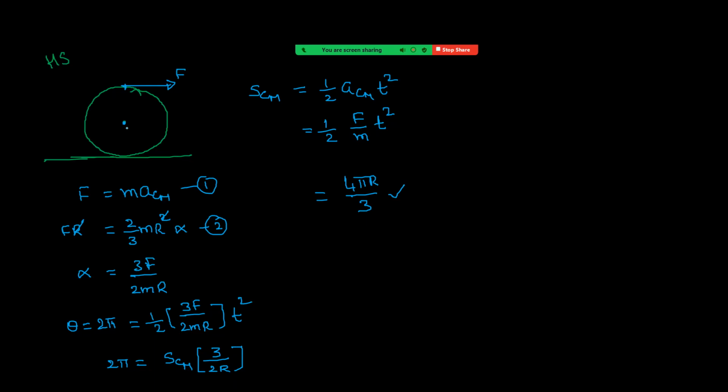Here the condition is that it is not rolling without slipping. It is rolling with slipping because there is no friction. So we have taken the force equation and torque equation for the hollow sphere, then found alpha, then found the distance traveled by the center of the sphere. Let us focus now on the next problem.